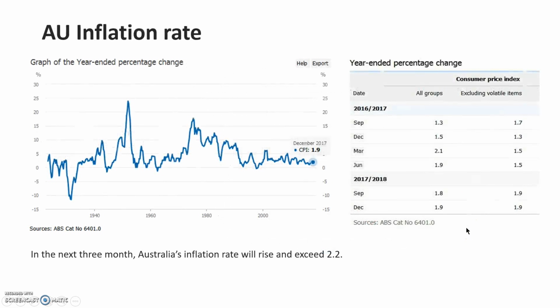Let's move to the table and graph of the Australian inflation rate. As can be seen, in the recent half year, Australia's inflation rate has remained stable at around 1.9%. Unlike the sudden increase of the United States inflation rate in the last 2 months, the inflation rate of Australia has remained stable. Therefore, we estimate that the Australian inflation rate will rise to 2.2%, while the United States inflation rate declines in the next 3 months.